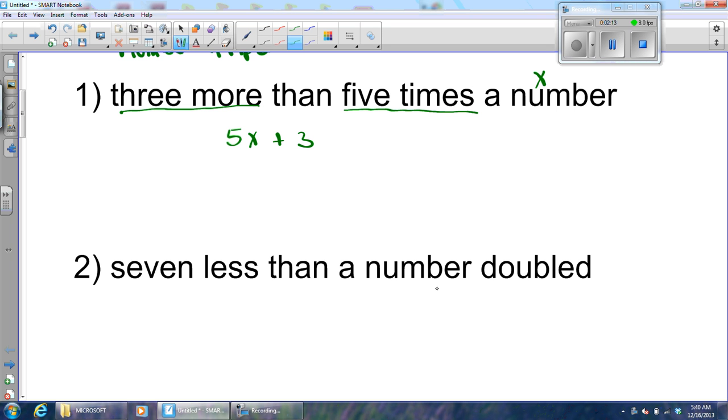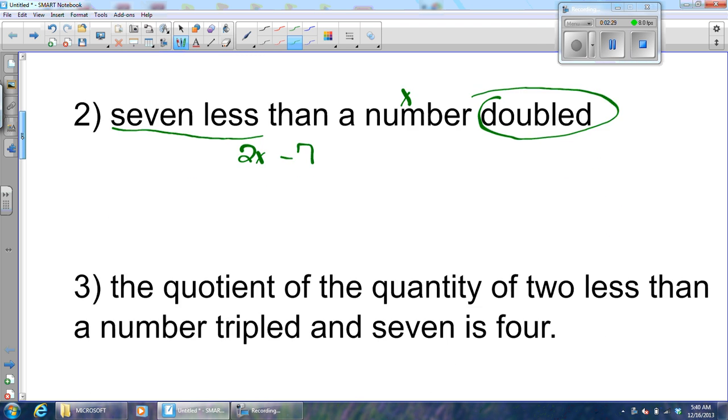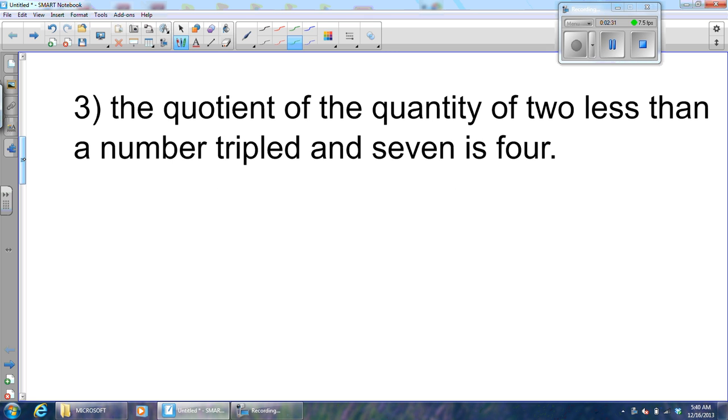Okay, here we go. 7 less than a number doubled. Well, I need a number. I need the number doubled. So that would be 2x. Then I need 7 less than that. Well, that would be take away 7. And there you go. All right, now this one's a little bit longer, and I will be able to solve for it. How do I know? Because there's going to be an equal sign in it.